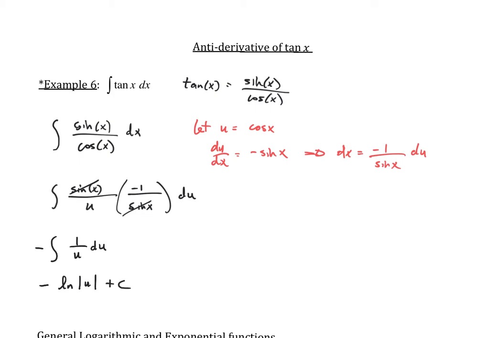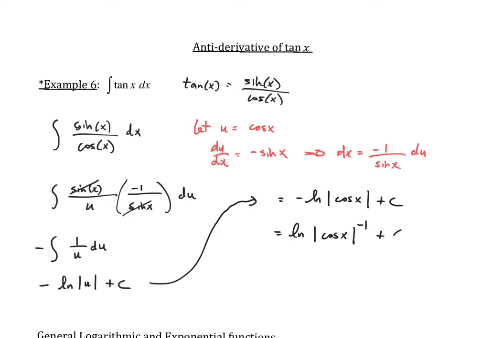Okay, so we can't leave our answer in terms of u. We need to switch it to be in terms of x. So this is going to give us negative natural log absolute value of cosine of x plus c. We can use our third law of logarithms to move this negative back up as an exponent over here. So when we do that, we're going to get natural log of the absolute value of cosine of x to the negative 1 power plus c.